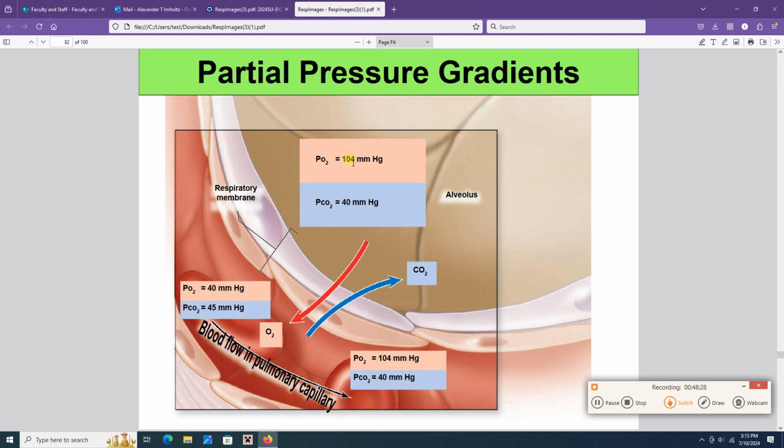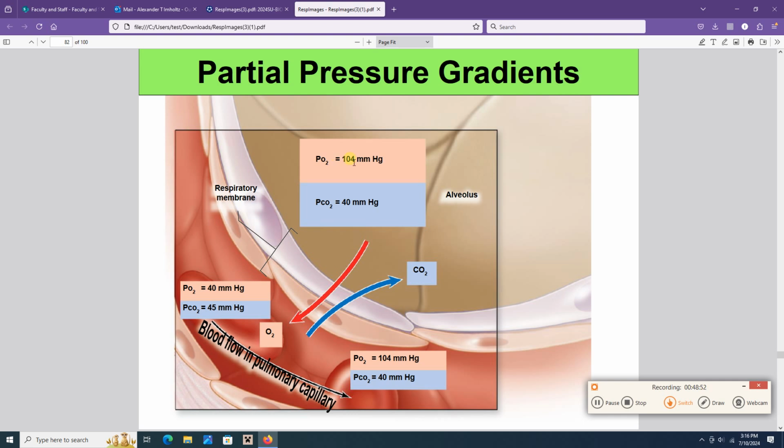104, a lot bigger than 40, so oxygen is going to flow from the air into the blood. Meanwhile, the PCO2 of the blood coming in is 45. PCO2 of your air is 40, so CO2 diffuses that way, out. So these partial pressure gradients are crucial for exchange.